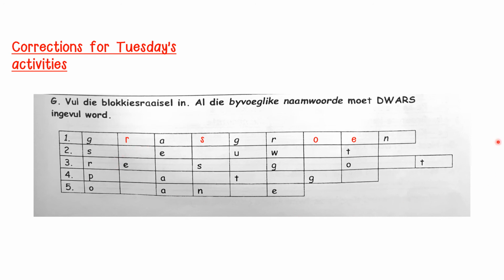Number 2 is sneeuwwit. Well done, children. Wel gedoen. Number 3 is reuse groot, which means huge. Number 4 is pragtige, pretty or beautiful. Number 5 is oranje, orange, the color orange. Well done, children. Wel gedoen.